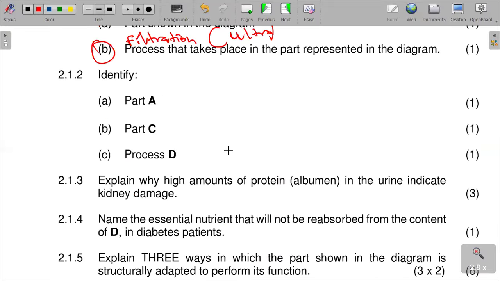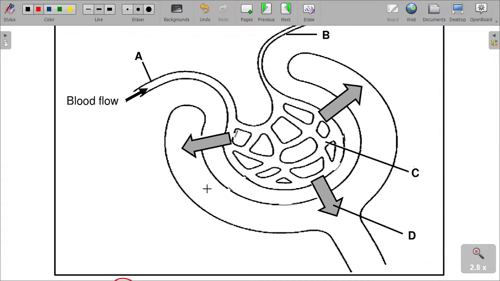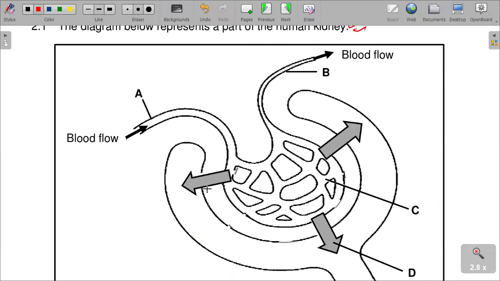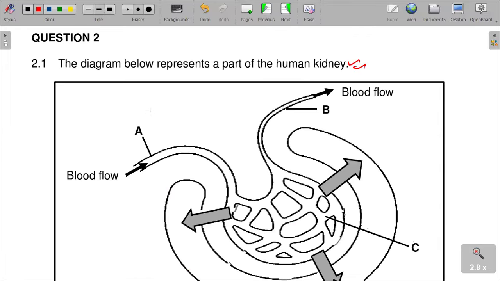Question B, ultrafiltration, and then identify parts A, B, C. Part A, identify part A. Part A is actually called the afferent arteriole. Part B, you can say it's called the what? The glomerulus.